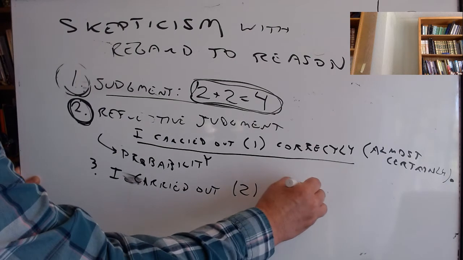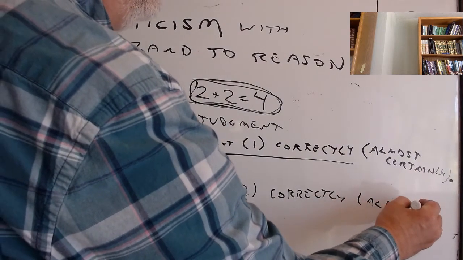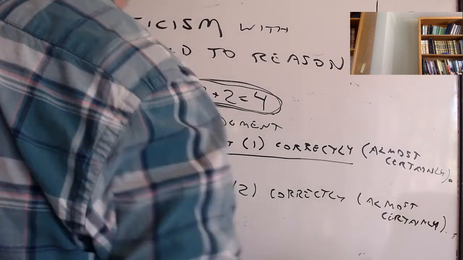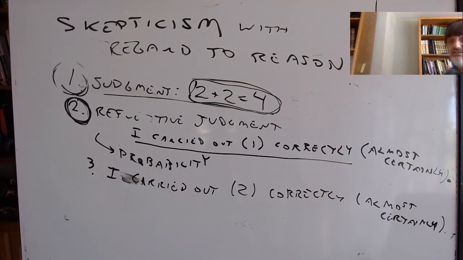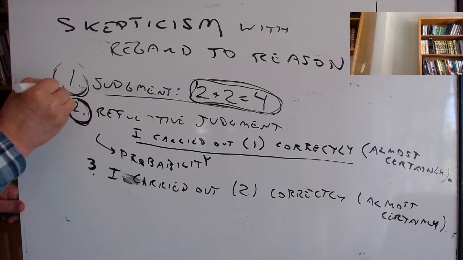I carried out two correctly. And again, this is almost certain. Almost certainly, but I'm not 100% certain that I did two correctly. Maybe I'm being overconfident, or maybe I'm being underconfident. But anyway, I'm not sure I did this right. Now, this is the important step, which is also a little bit unclear. But Hume says that this new judgment always, in the end, reduces my certainty about the original judgment.